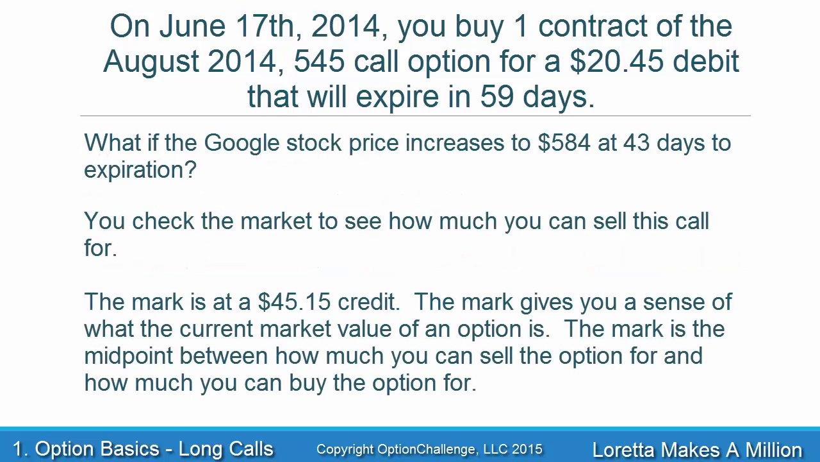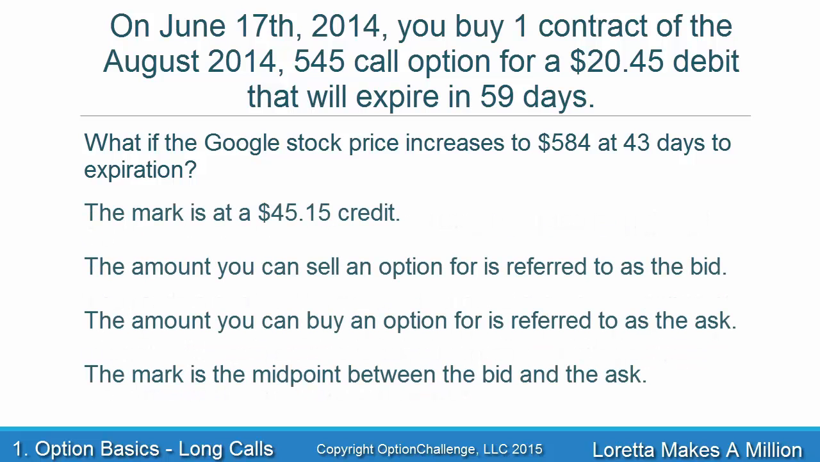Question: what if the Google stock price increases to $584 at 43 days to expiration? You check the market to see how much you can sell this call for. The mark is at a $45.15 credit. The mark gives you a sense of what the current market value of the option is. The mark is the midpoint between how much you can sell the option for and how much you can buy the option for. The amount you can sell an option for is referred to as the bid. The amount you can buy an option for is referred to as the ask. So, the mark is the midpoint between the bid and the ask.